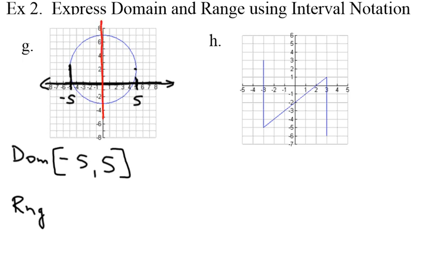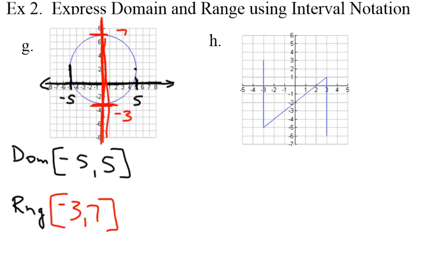Y-axis. Floor, ceiling. Forget it's a circle. What part of the y-axis gets used? Our floor is at -3. Our ceiling, we go up as high as and not beyond 7. Low value, high value, includes both, square closed brackets.